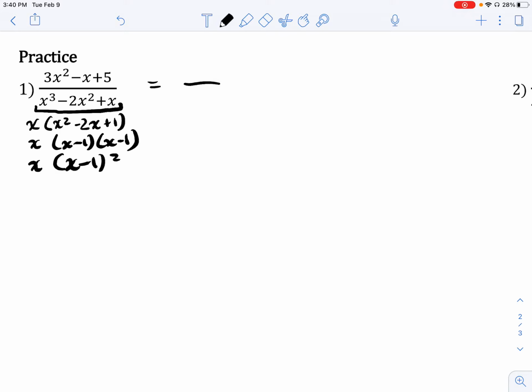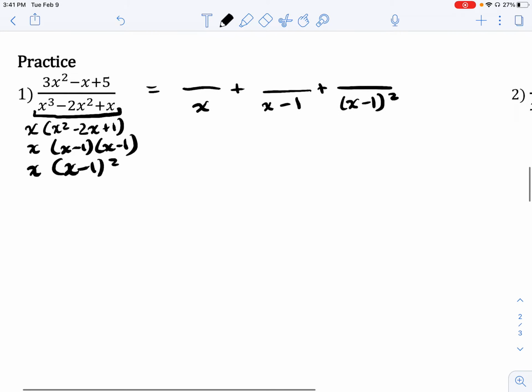So now we're going to create three different fractions here. We know it's going to be the sum of three fractions. Well, what are in their denominators? The first denominator is going to have our first factor, x. Our second fraction is going to have x minus 1. And our third fraction, instead of just another x minus 1, we want the higher degree power, x minus 1 to the second power.